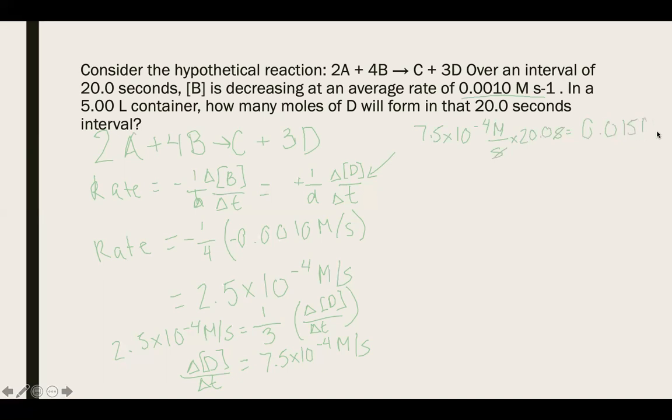If you multiply 7.5 times 10 to the -4th by 20 seconds, you'll get 0.015 molar. At this point, we're really close to being done. We have 0.015 molar, but we're looking for moles, not the molarity.